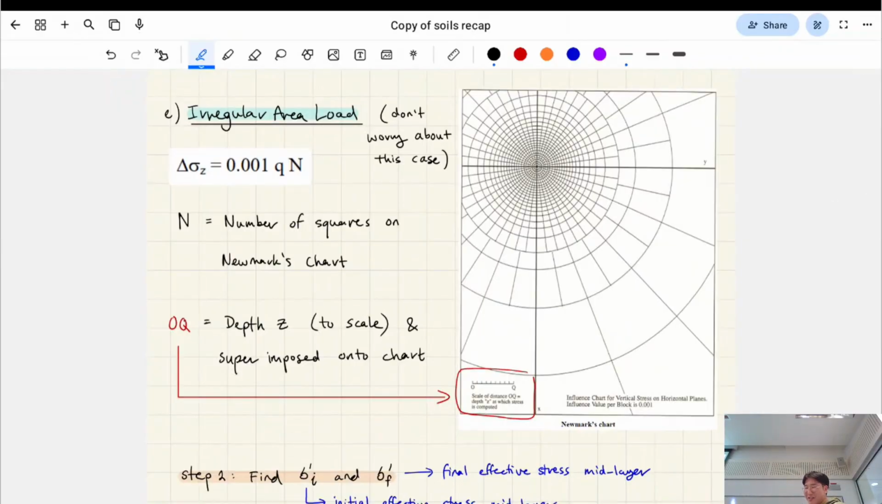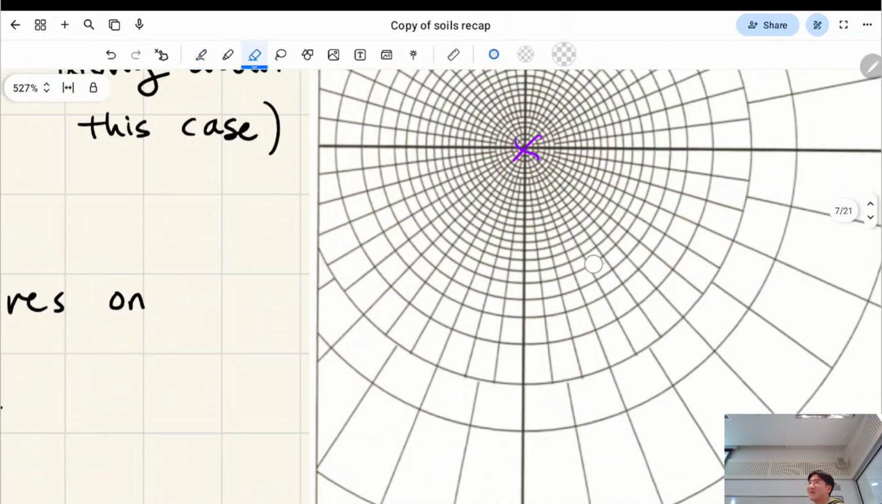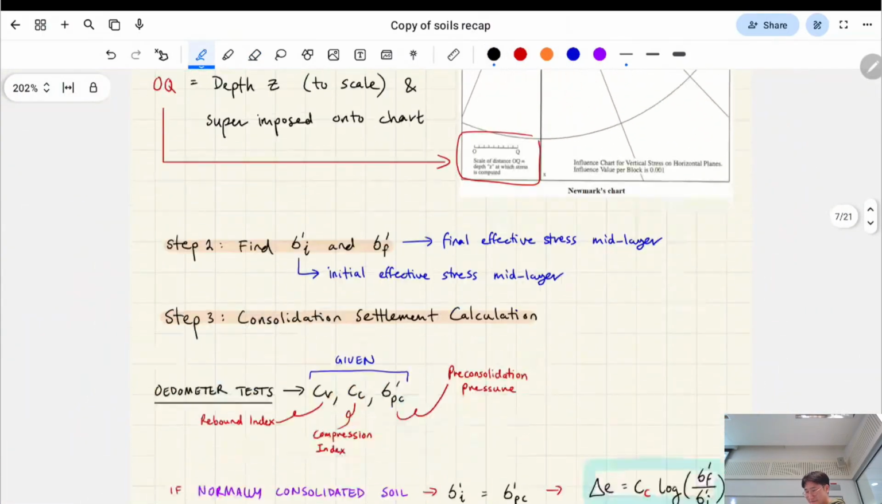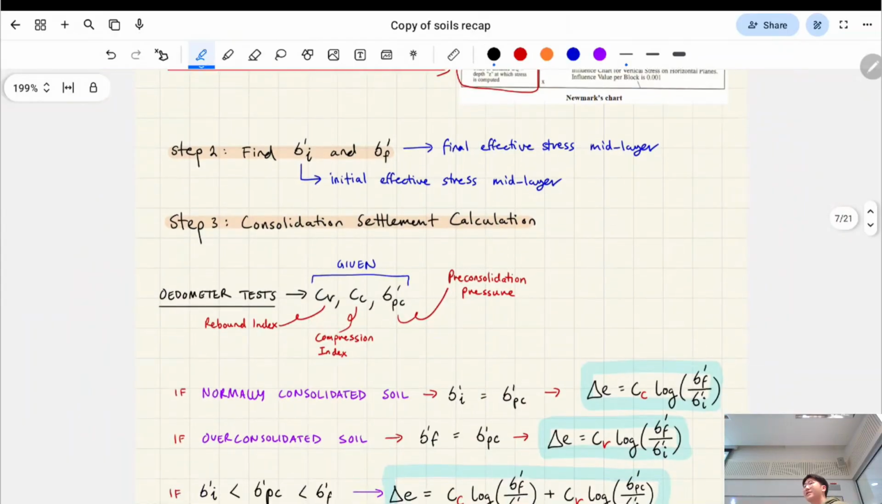Yeah, this one's even worse. This is Newmark's chart. This is your point of interest here. Your building's here. You literally count the number of squares. He's not going to make you do this. That's what Newmark's chart is. Okay, anyway, so that's change in stress.